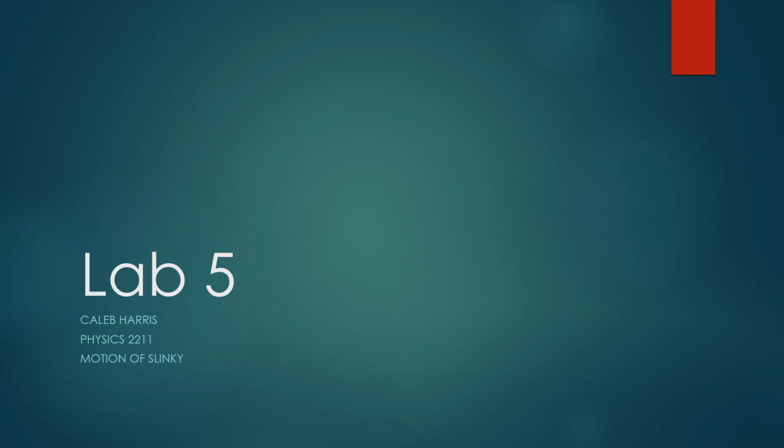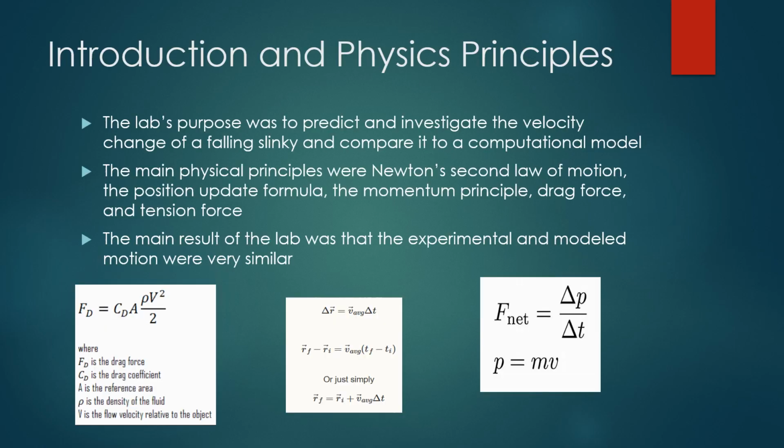My name is Caleb Harris, and this is my report for Lab 5 of Physics 2211. The Lab 5 physics assignment was to create your own experiment, and for this one I chose to examine the falling slinky. The purpose of the falling slinky lab was to examine the motion of a falling slinky and compare it to the computational model of the motion using glow sticks.